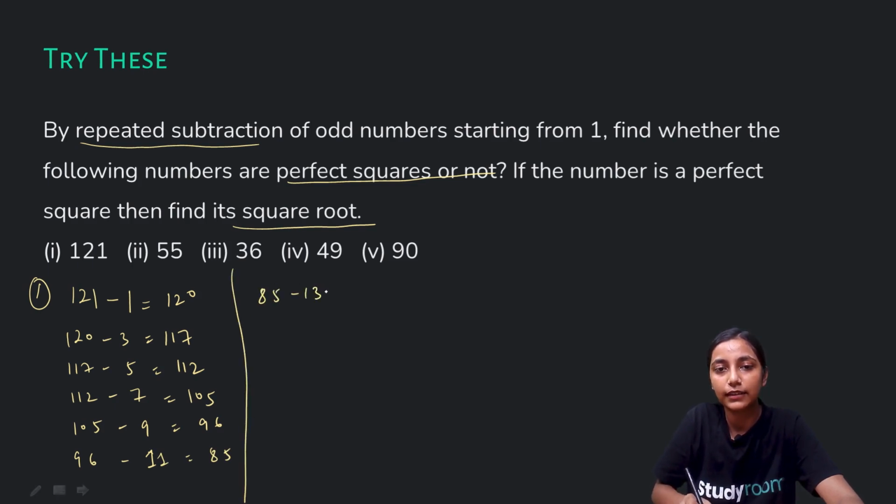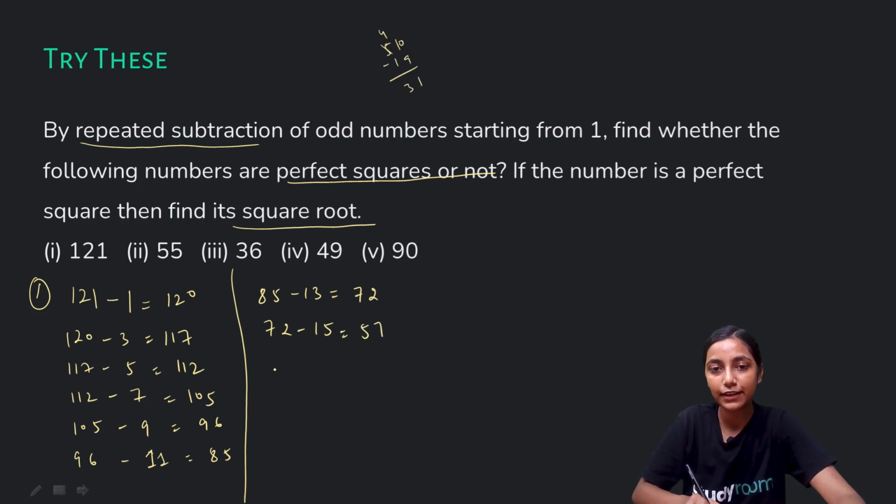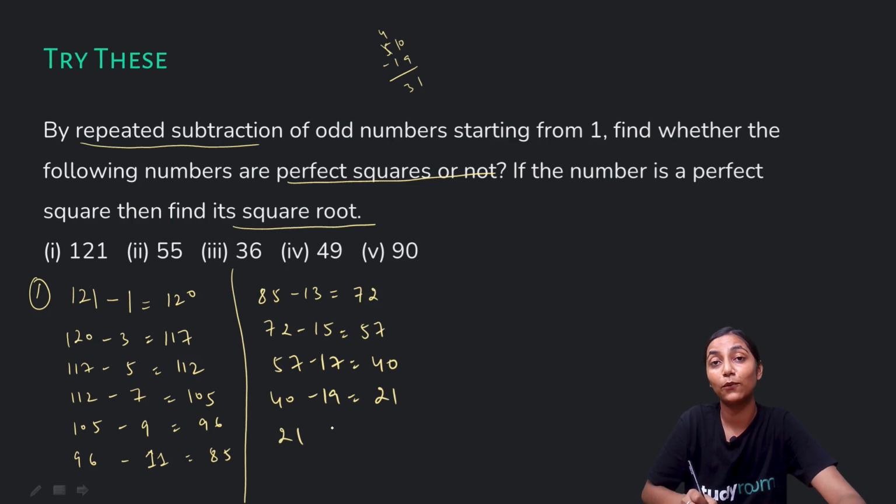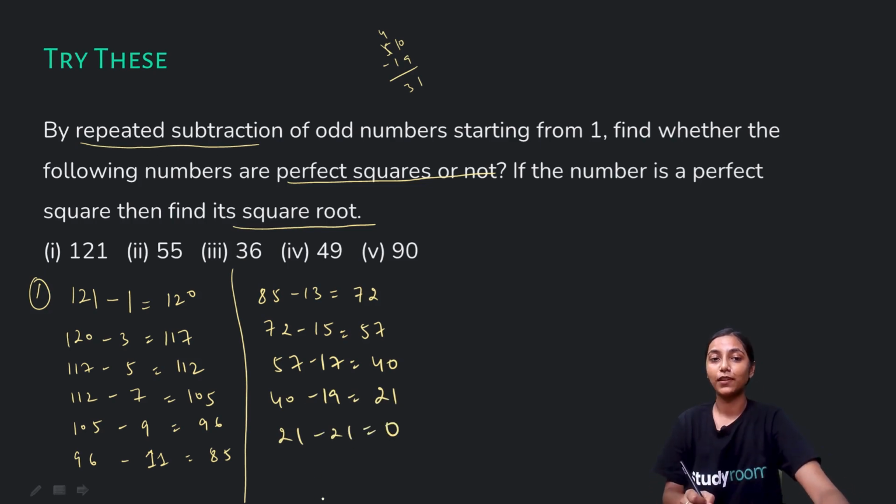85 minus 13 gives us 72. 72 minus 15 gives us 57. 57 minus 17 gives us 40. 40 minus 19 gives us 21, and at last 21 minus 21 gives us 0. So the first step is done. We are getting 0. Now we are going to stop here.